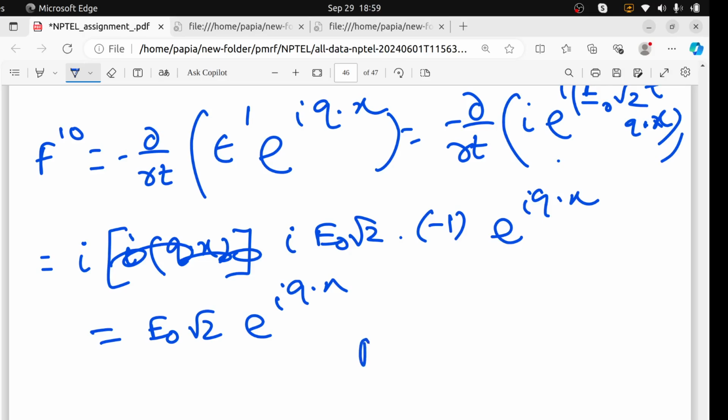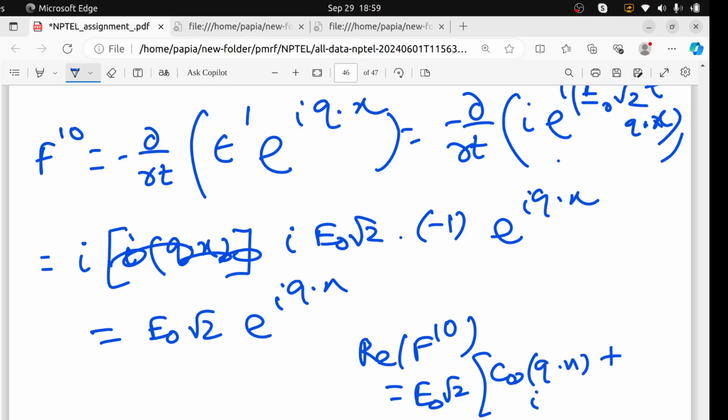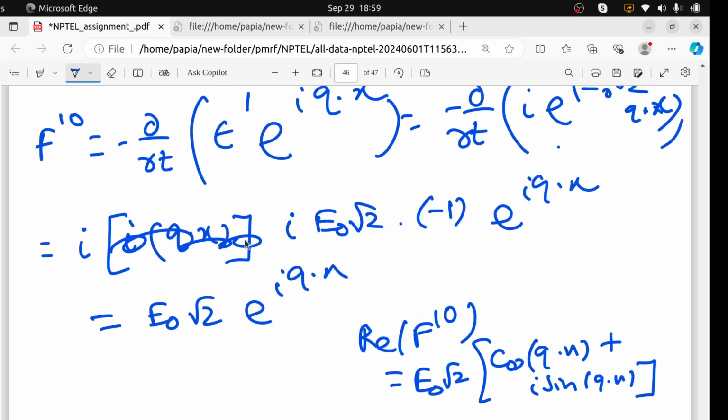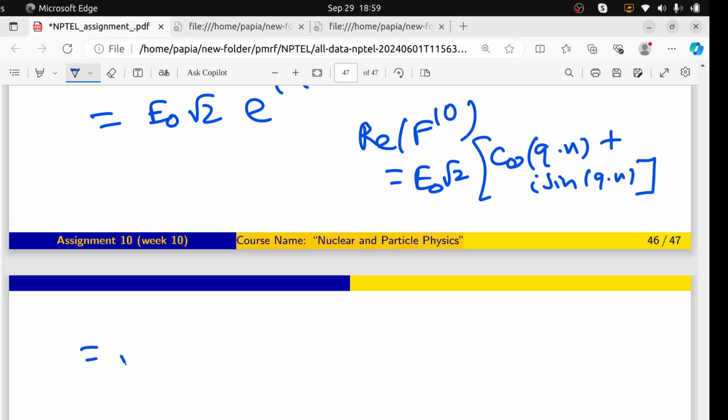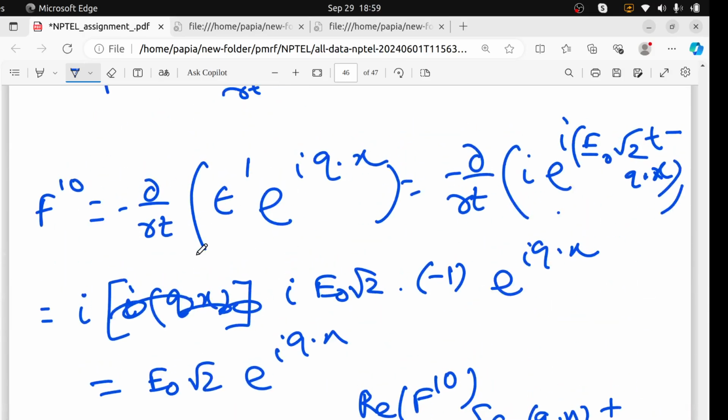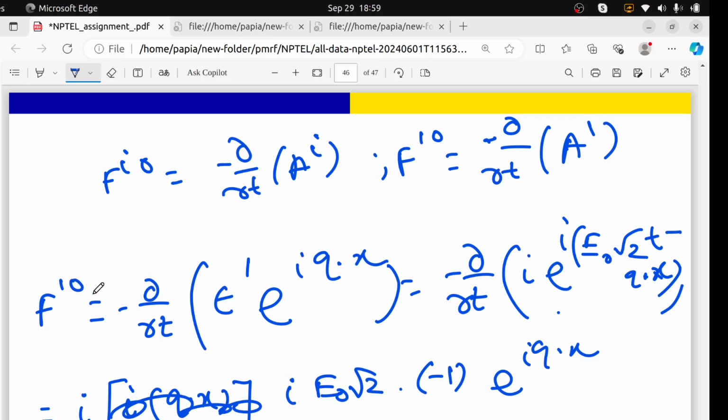So now the real part of f10. What will be this one? This will be like e0 root 2, then cos q dot x plus I sin q dot x. This will be root 2 e0. Real part of this one, that means cos q dot x only. So this will be the E1 case. Similarly, it will be like E2, E3. So E2 means like F20, then the real part of F20 we have to check.